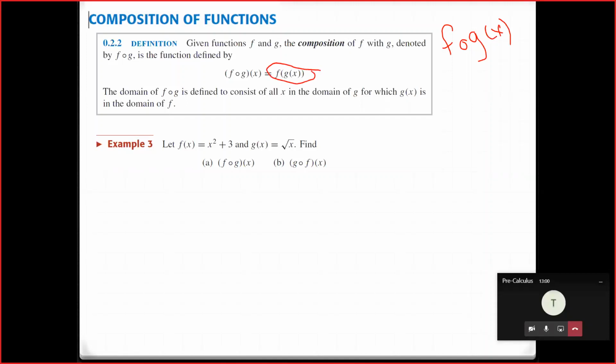Now, as an example, if f of x is x squared plus 3, and g of x is square root of x. Yes?